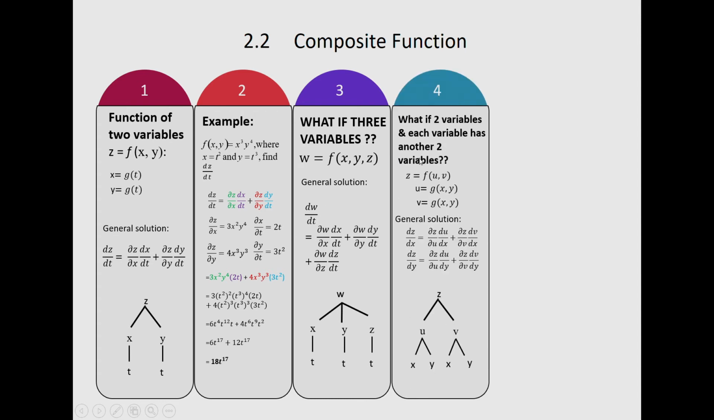Next, what if two variables each have another two variables? It is quite tricky, but we can still do it. For example, function z is dependent on functions of u and v, and functions u and v are dependent on functions of x and y. So, this is the general solution.